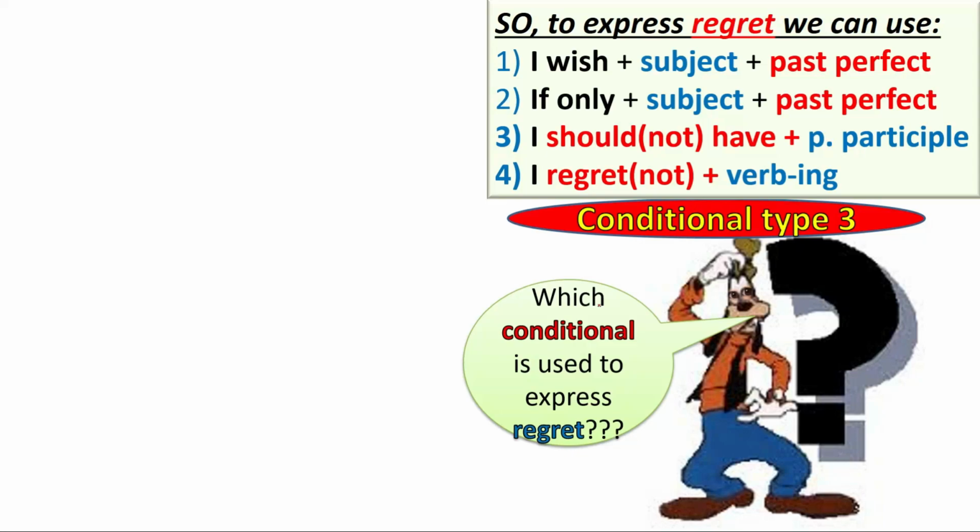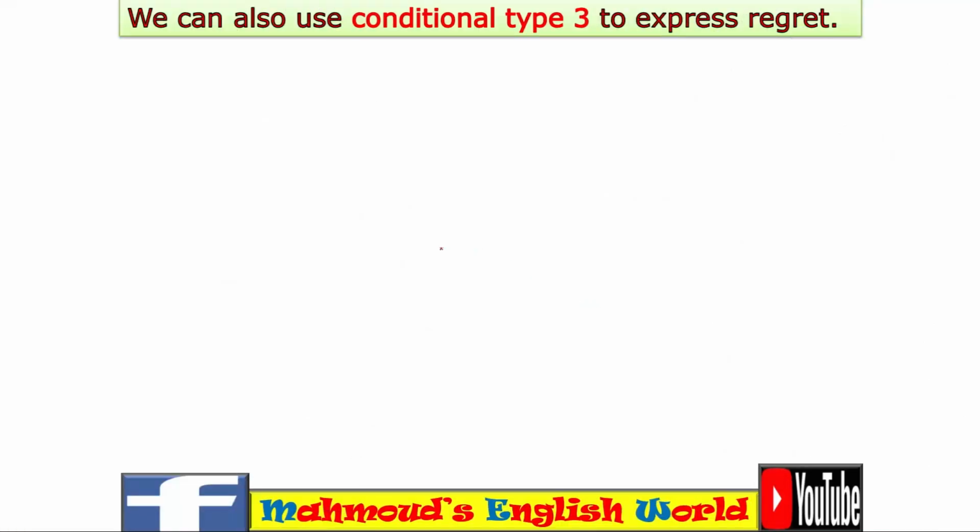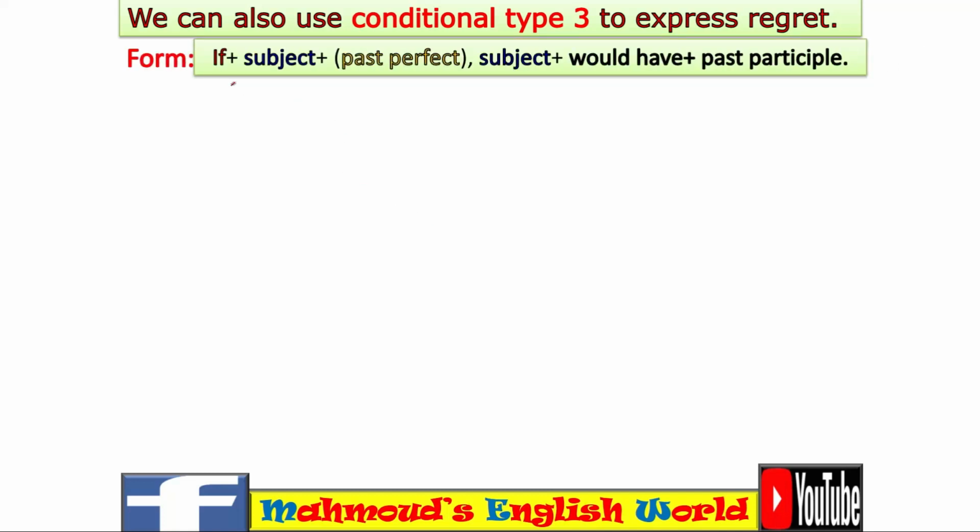I think you still know the rule of conditional type 3. Can you remind me of the rule that we studied last time? Excellent. It's if plus subject, past perfect. What is past perfect again? I forgot. Do you know? Can you help me? Yes, so past perfect is had plus past participle.